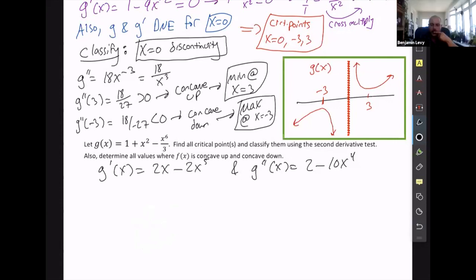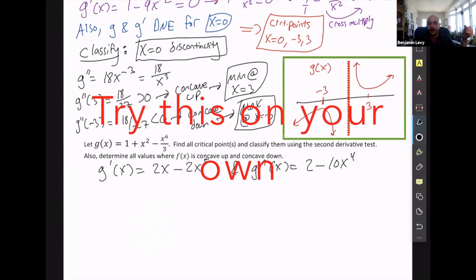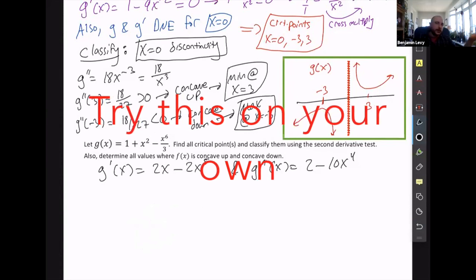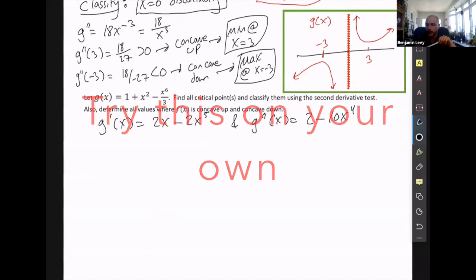Other thoughts about that? Seems okay. Setup's okay. So you're going to find critical points, which involves setting the first derivative equal to 0. Looks like it's going to be a factoring problem, and then take a second derivative to classify it. And then again, thinking about where concavity occurs also has to do with the second derivative, and I'll let you ponder that for a little bit.